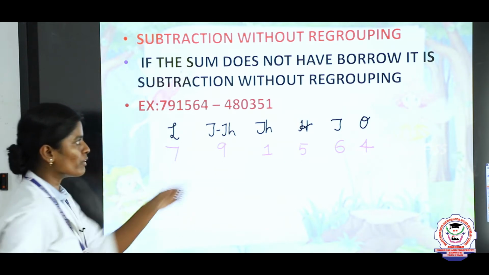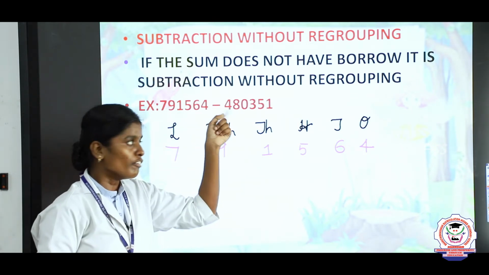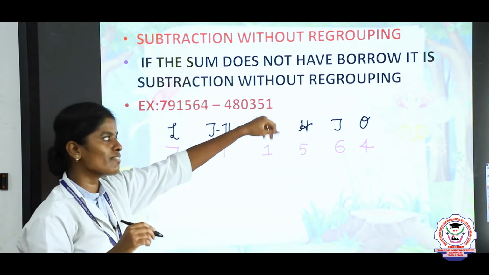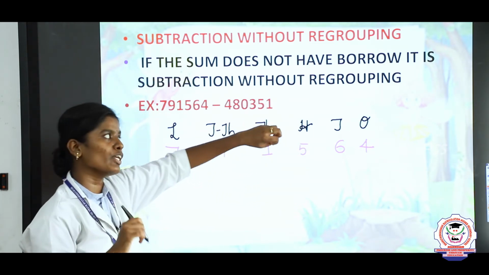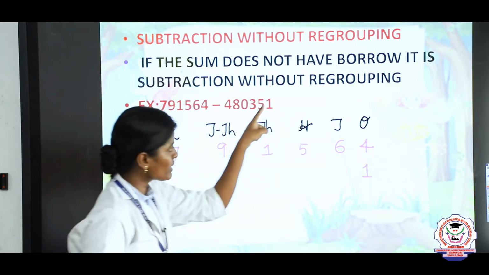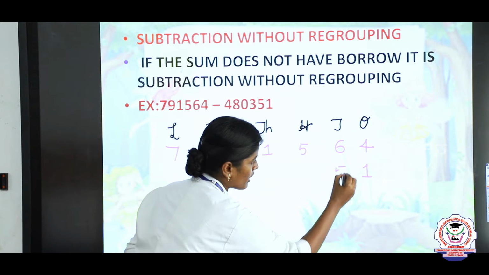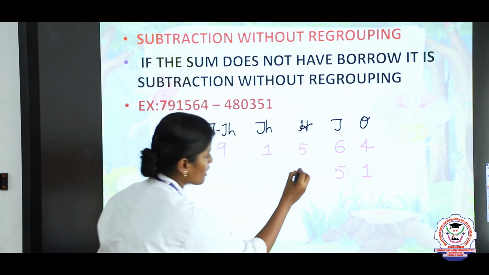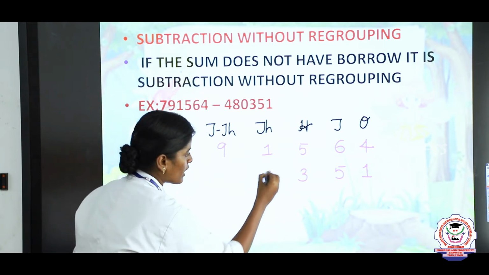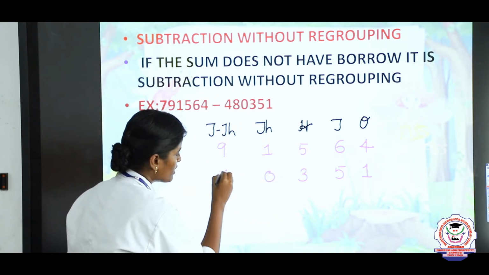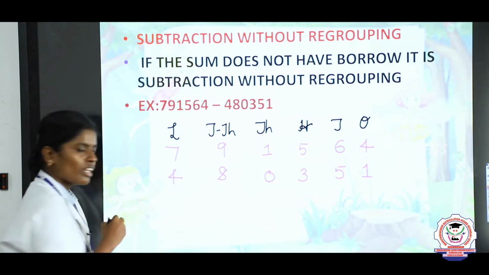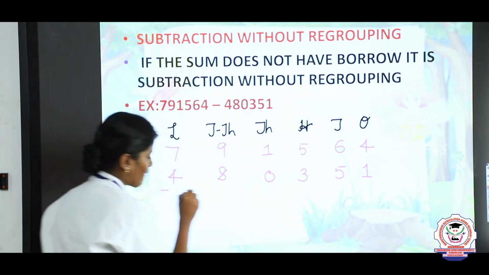Take the second group of numbers. Our second group of numbers is 4,80,351. Tell me, Krish, what is the ones place value? Yes, very good. Here the ones place value is 1. The tens place value is 5. The hundreds place value is 3. The thousands place value is 0. The ten-thousands place value is 8. Finally, the lakh place value is 4. Now we are going to subtract this.